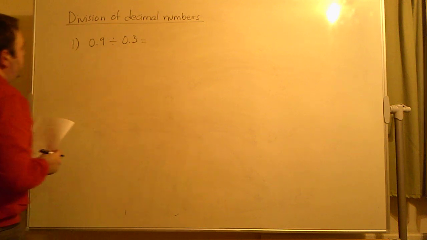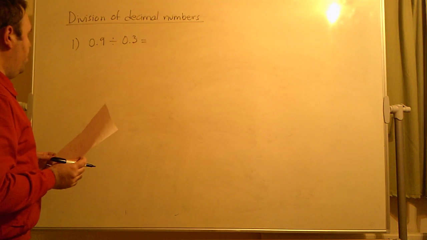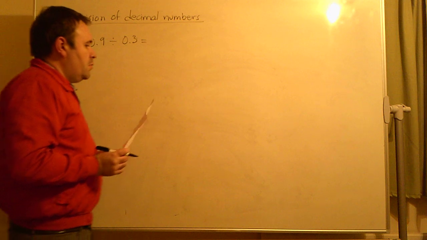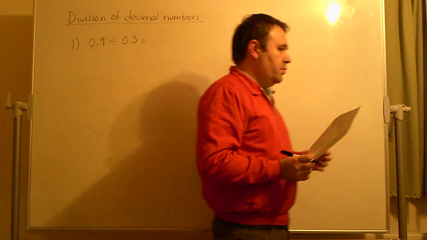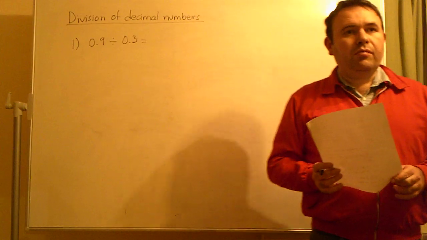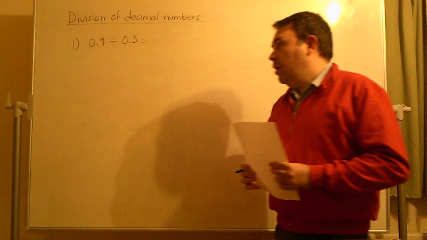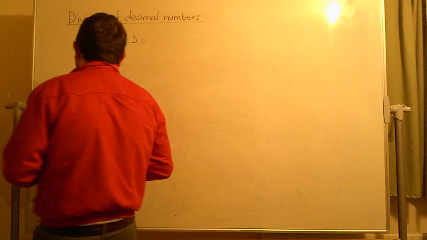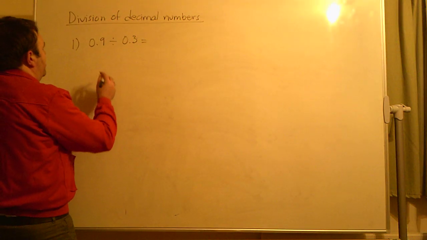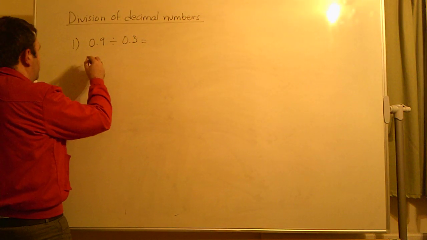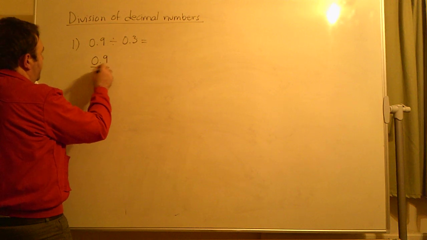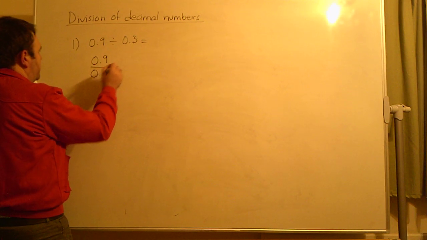So let's say that we have 0.9 divided by 0.3. Obviously the easiest way to do it is to use a calculator, but I want to teach you how to do it with decimal numbers. So what we're going to do is write down 0.9 divided by 0.3.